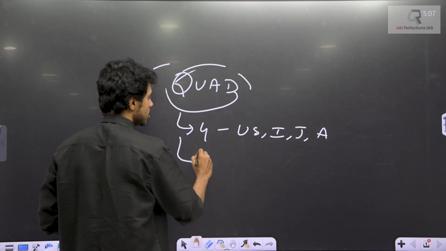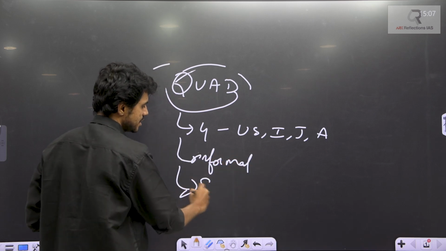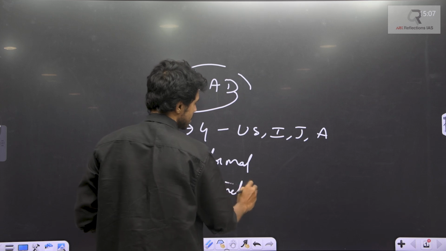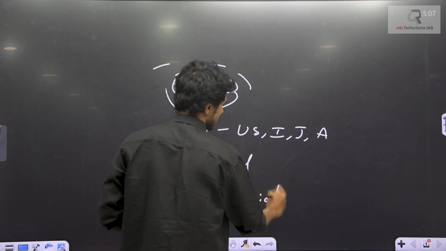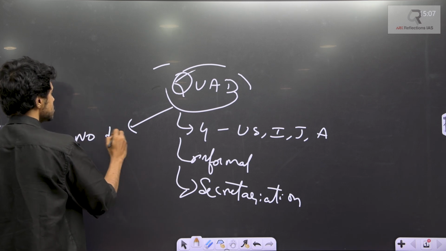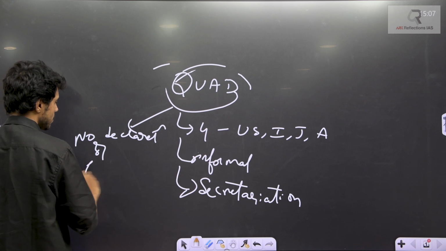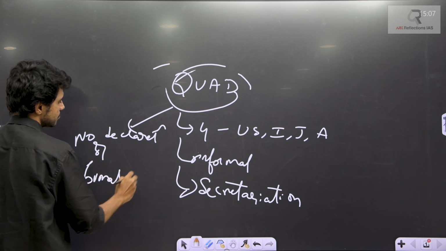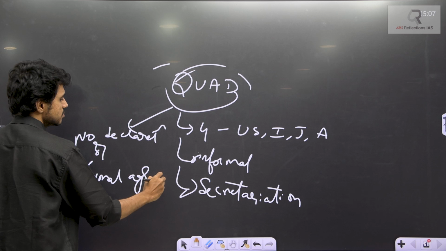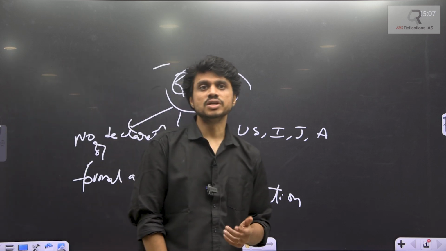It is an informal group. It does not have any kind of secretariat. No secretariat. No declaration. No formal agreement, formal charter or anything. There is nothing. India also does not want to antagonize China.